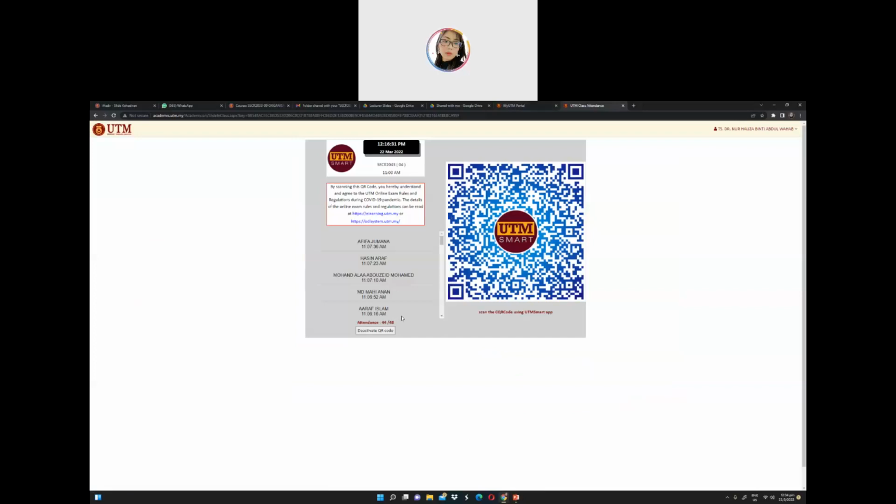Okay, for those who still have not scanned the QR code, please scan. While waiting for your friends to scan, maybe you can share whatever you have in mind, especially for this subject, or whatever you want to ask me. Any question, you can ask me now.